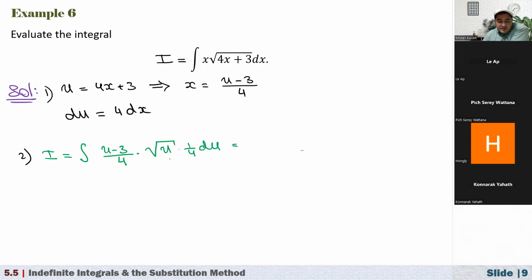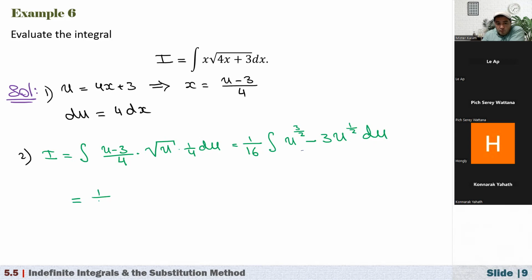Now, if I reorganize this expression in a more standard form, this 1 over 4, 1 over 4, it's just a constant number. I can keep this outside the integral. So here we have 1 over 16 and the integral of (u minus 3) times the square root of u, right? And what is the square root of u? It is u to the power of 1 over 2. So here we have u to the power of 1 plus 1 over 2, that is 3 over 2, minus 3 times u to the power of 1 over 2. And these are just power functions, and we know how to integrate power functions, right?